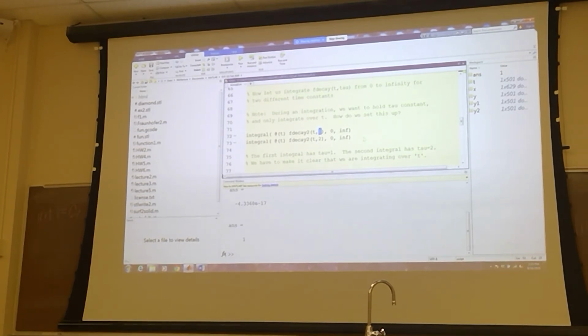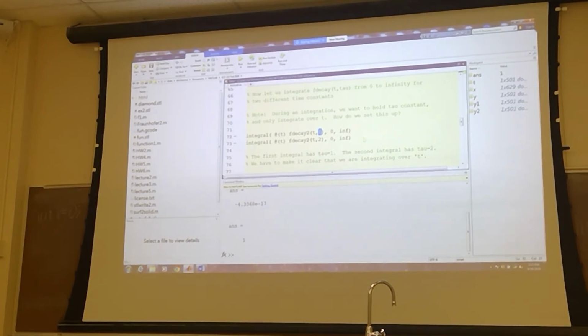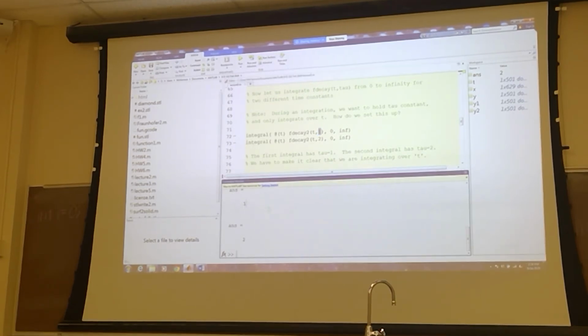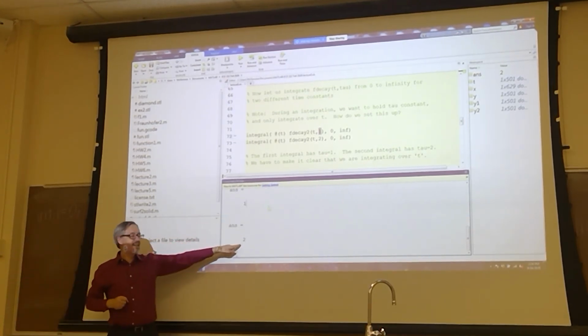And I'll put this up onto Blackboard so that you have this in text, okay? But this is the tricky part, and now we can integrate something with only one variable constant, and integrate over another variable. In this case, integrate from 0 to infinity. If I run the section, I get answers 1 and 2.